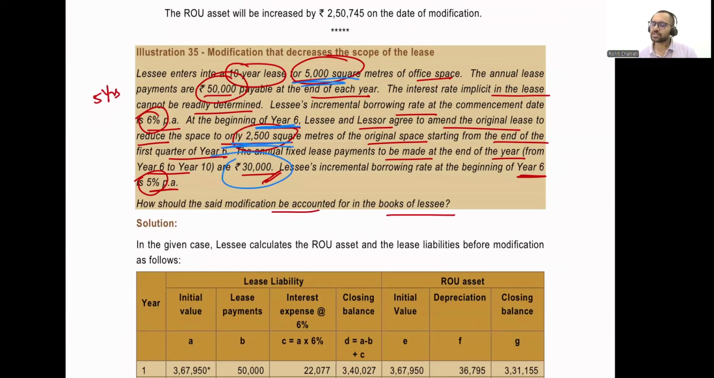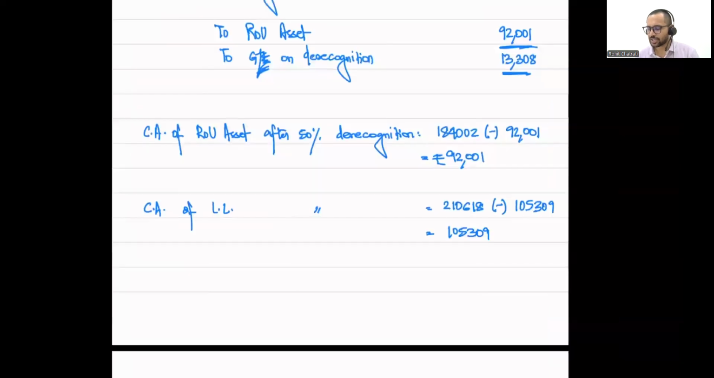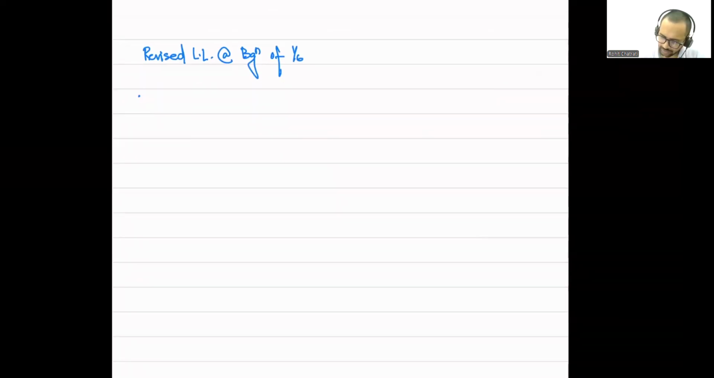We have to pay 30,000 per annum for the next 5 years, and we are going to use a revised discount rate of 5% per annum to calculate the revised lease liability. All right, so let's start calculating the revised lease liability. We are calculating it at the beginning of year 6. We are standing at the beginning of year 6 and we are calculating the revised lease liability.